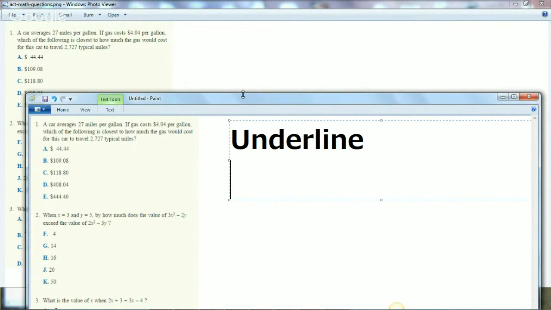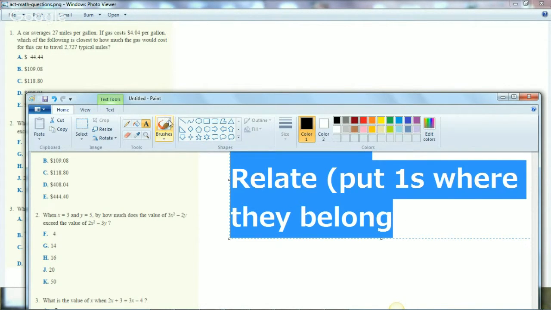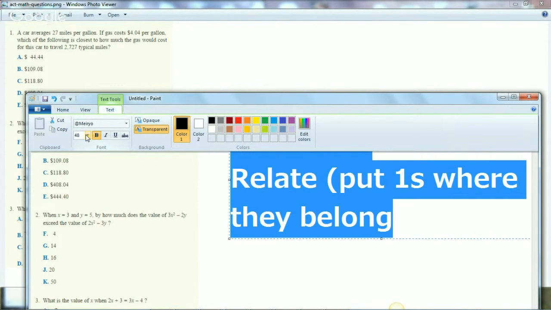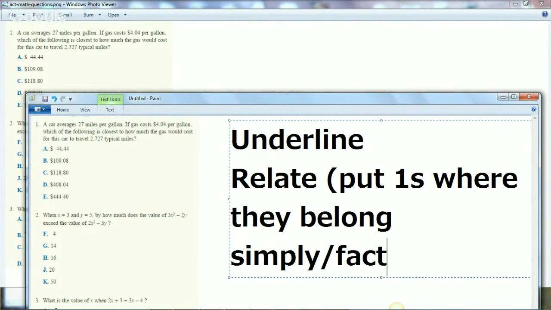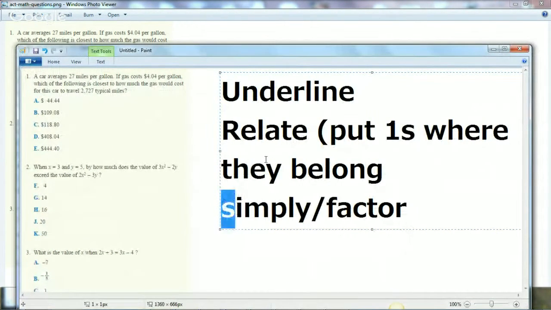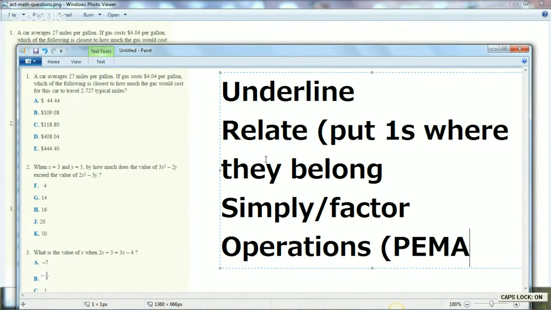You're going to classify or relate, put ones where they belong. We'll also here want to simplify or factor. So in the simplify step, which is the 3rd step, we're going to put like things together. Factor, you'll take out what's in common. In the 4th step, you're going to combine those equations that you need to. Also follow the order of operations, or PEMDAS.